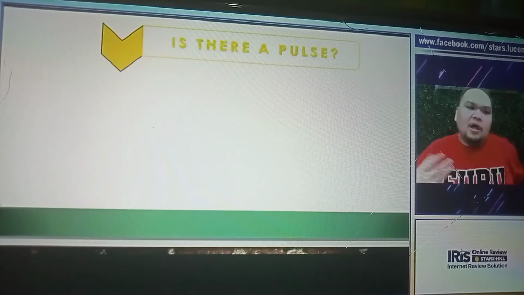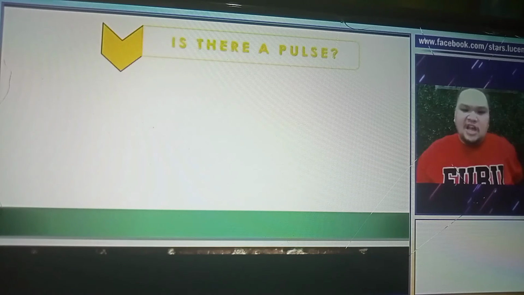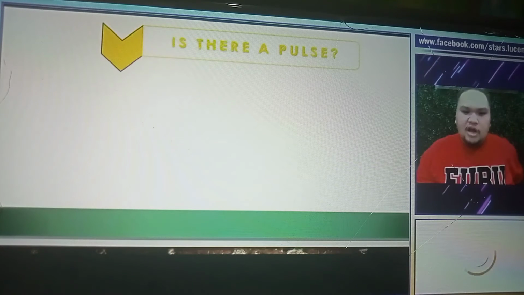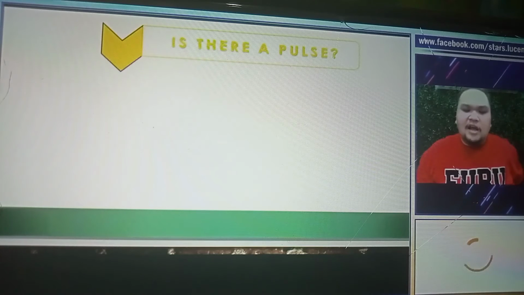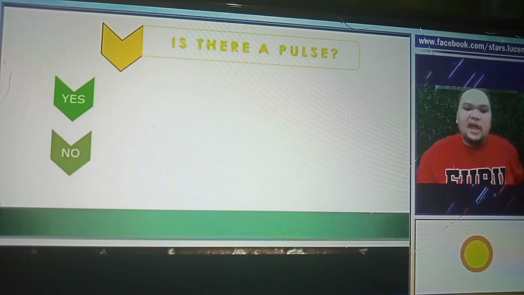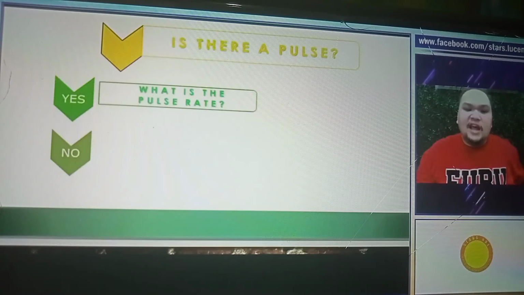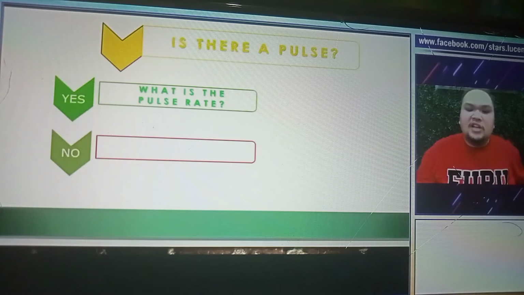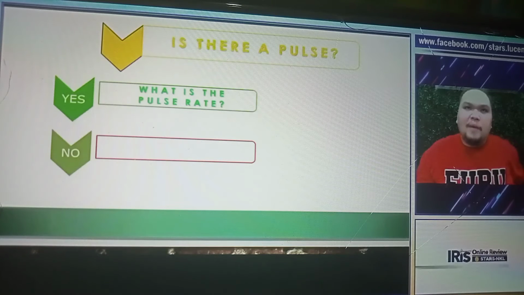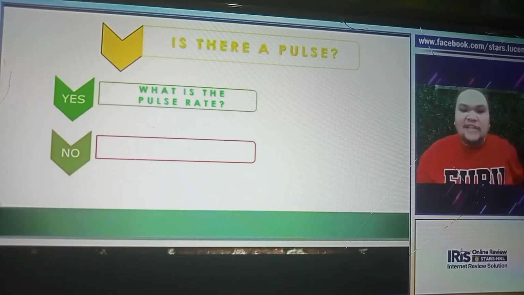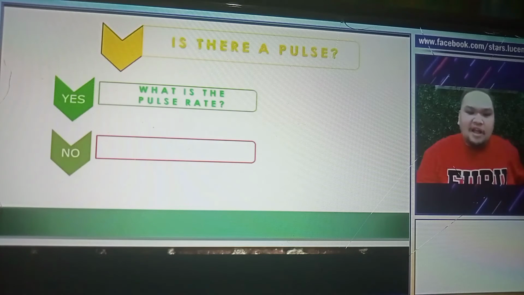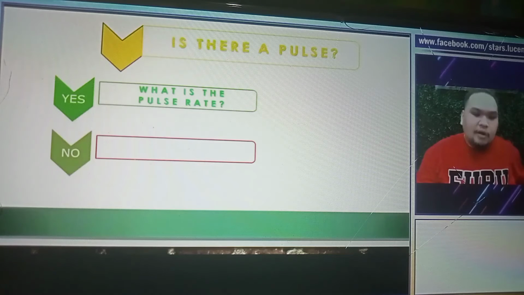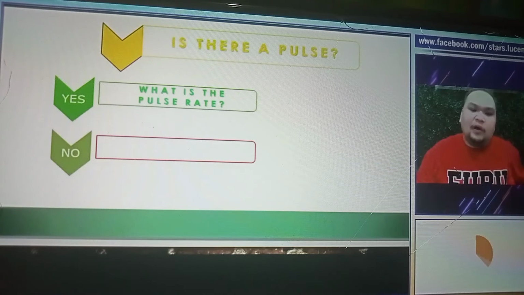So, ibig sabihin yan, we will have to check the ECG again and then check if there is a pulse. So, again, ganun pa din, answerable by yes or no. If it's a yes, okay, check again what is the pulse rate. So, kung papansinin mo, pag chinek natin ng pulse rate, okay, kapag more than 150, tachy yun. Pag less than 50, brady yun. Pero, what if within the range? Okay, ito yung gagamitin natin na algorithm.